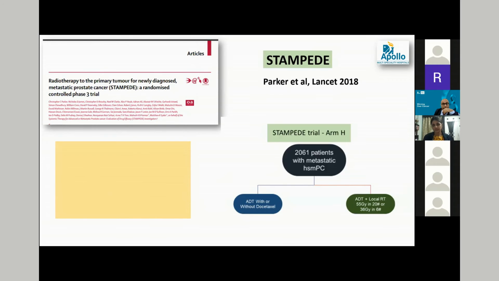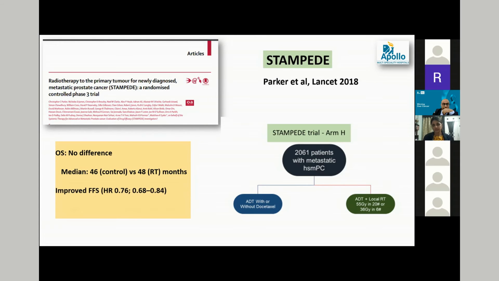Then came the STAMPEDE trial, the multi-arm, multi-stage, multi-center trial. The STAMPEDE trial arm H has 2,061 patients. Half of them received ADT with or without docetaxel. The rest received ADT with local RT. Two dosing schedules: 55 Gy in 20 fractions and 36 Gy in 6 weekly fractions. But there was no OS difference in the entire group, 46 versus 48.